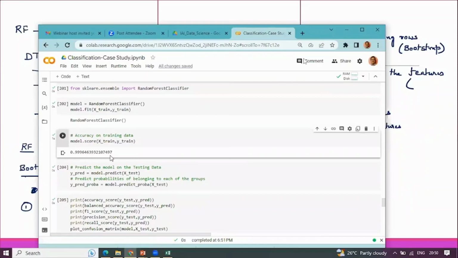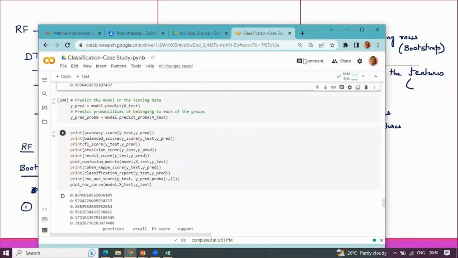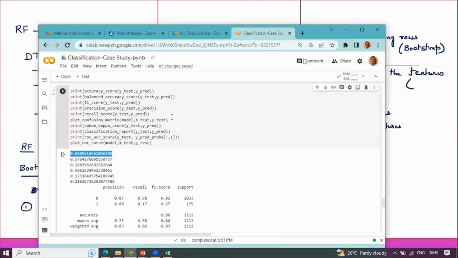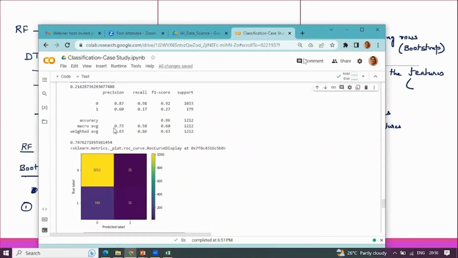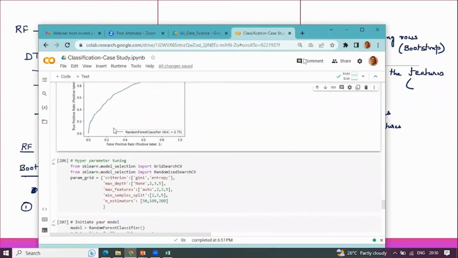If I am running it on the training data, the accuracy can be very, very high. But when I'm going with the testing data, it's still better, 86%. My decision tree has given only 77%, but when I go with this random forest, I got an 86% accuracy. My balanced accuracy also has improved. Without doing the hyperparameter tuning itself, I got a decent accuracy and all.